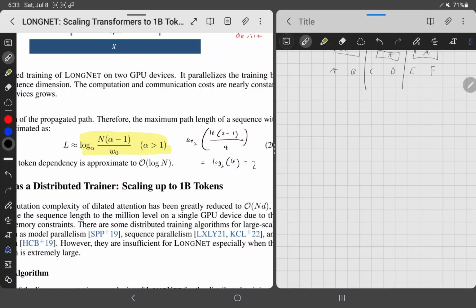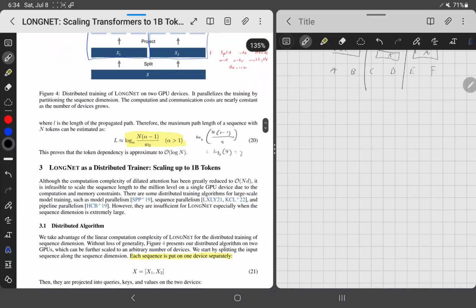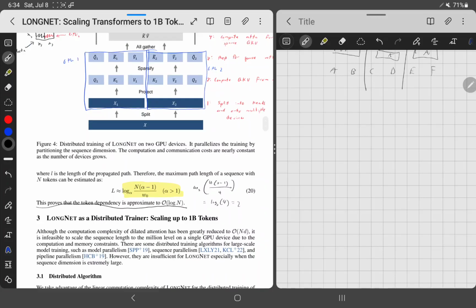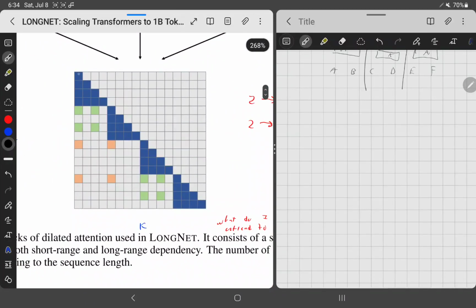And due to the nature of these dilated convolutions, this does happen. So this formula states that the approximate token dependency, so that's what they say here, the approximate token dependency is O of log n. So that means that the maximum path length it takes for one token to attend to any other token in the sequence is O of log n.